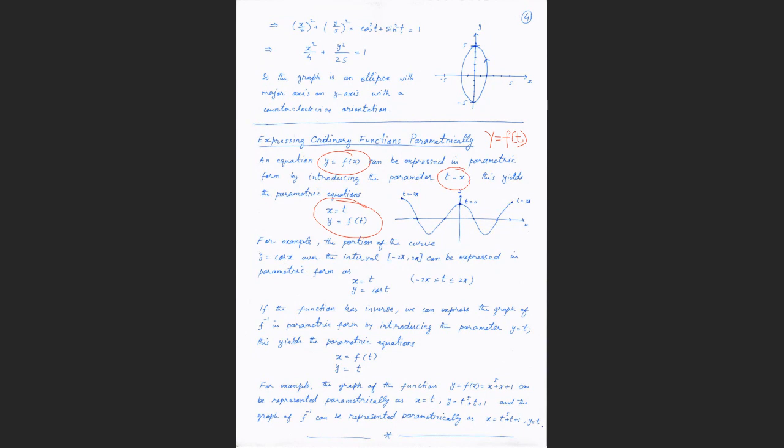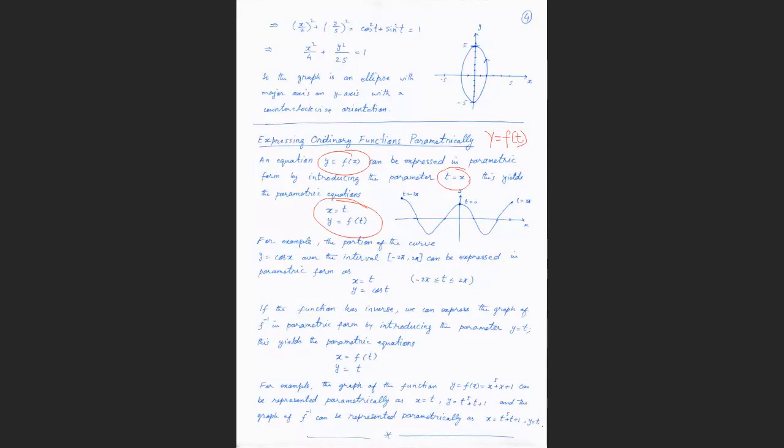So what does this mean? That you have to choose any independent variable. In a function you have one independent and one dependent variable, right? So you have to choose the independent variable equal to t, and if you choose the independent variable equal to t, the other function equation will be changed in terms of t. So these equations are the parametric equations.